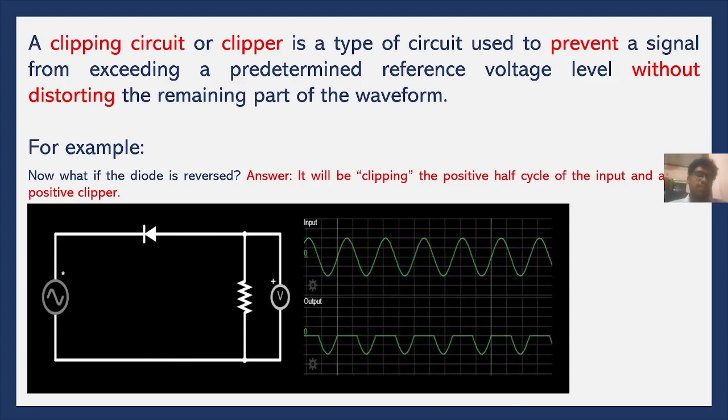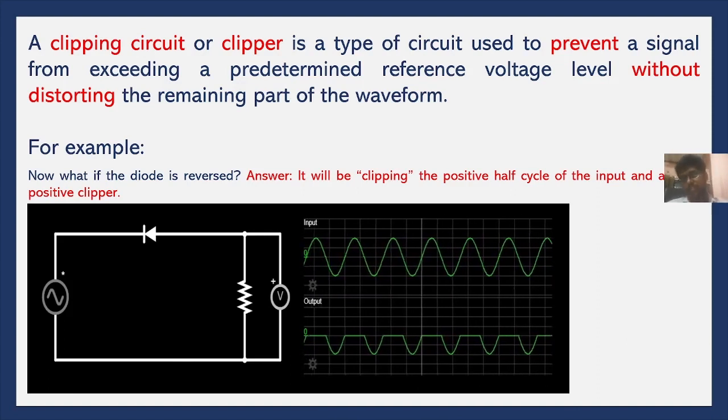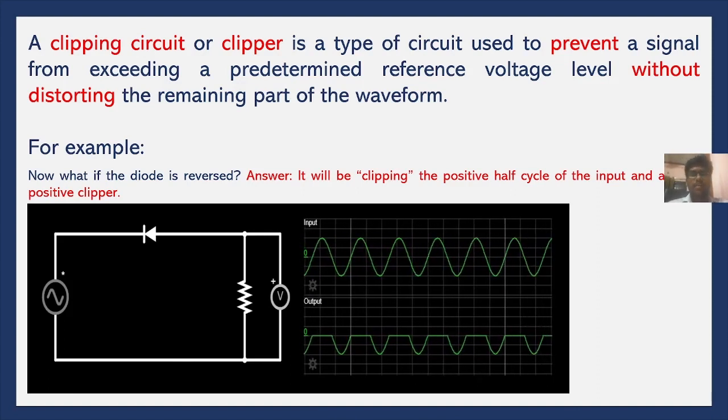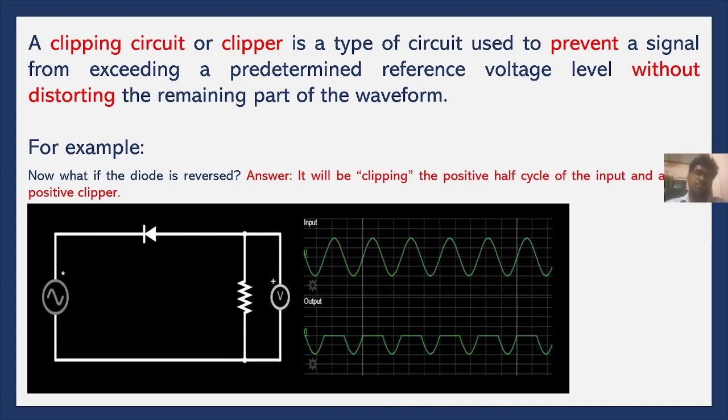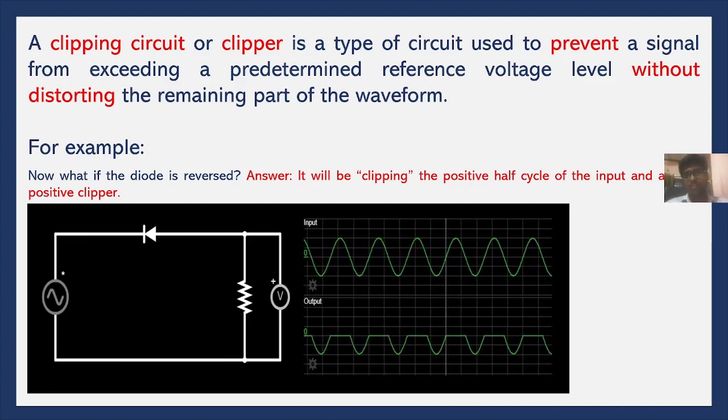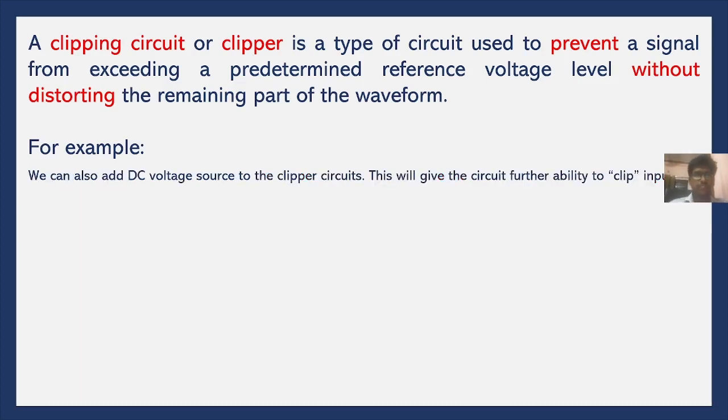So the output across the resistor is only the negative half cycle of the input, and this circuit where the diode is reverse biased is called a positive clipper, because it clips the positive part of the input. Now we can also add a DC voltage source anywhere in the clipper circuits. This will give us more power or further ability to clip an input.